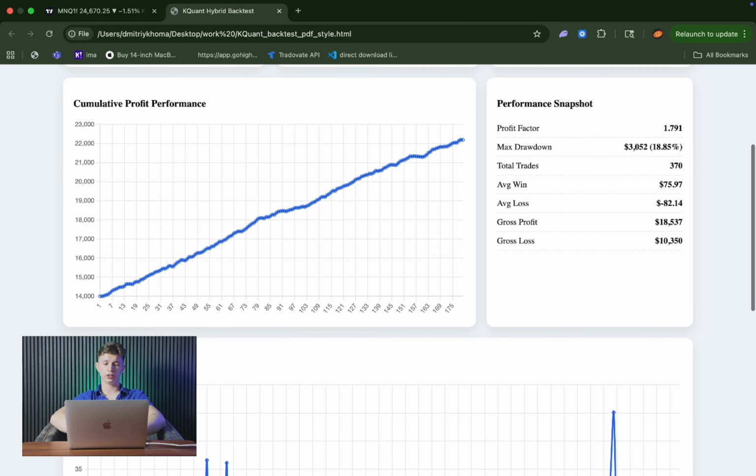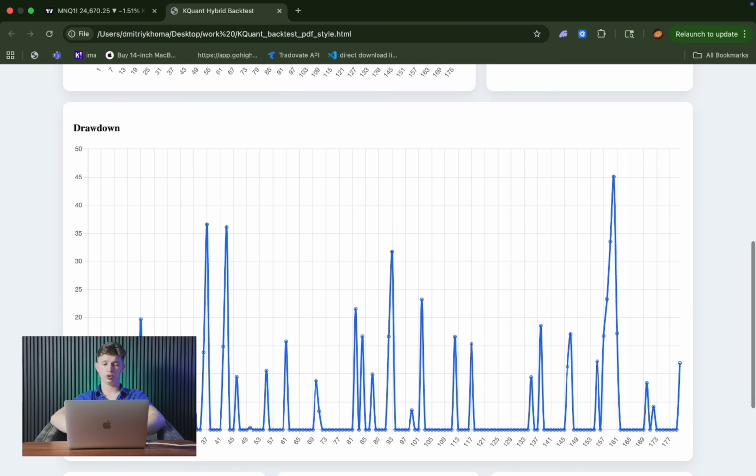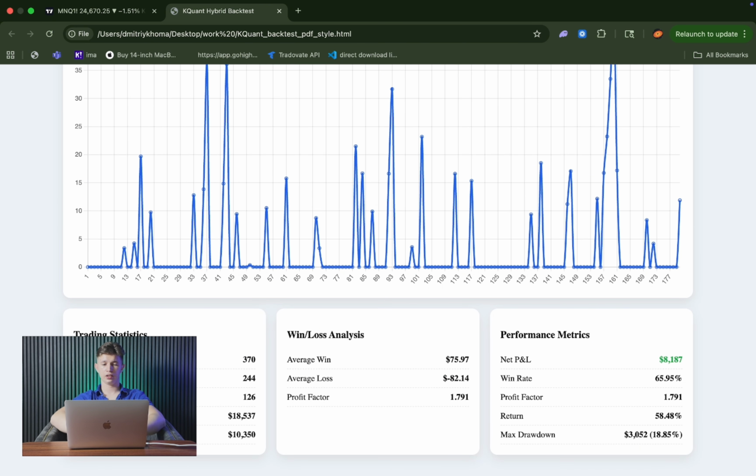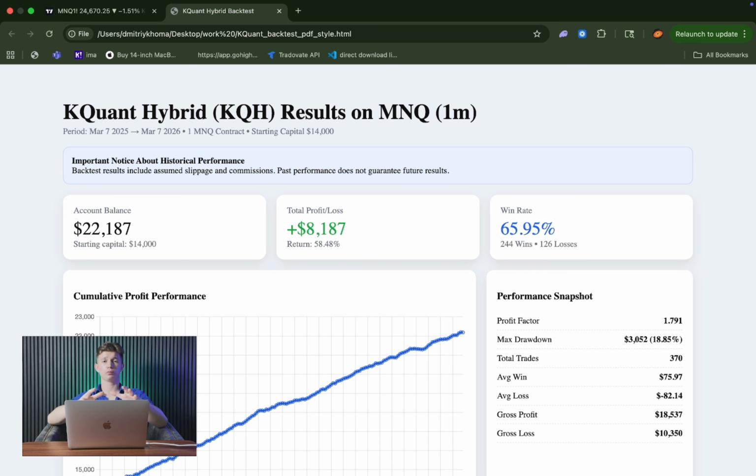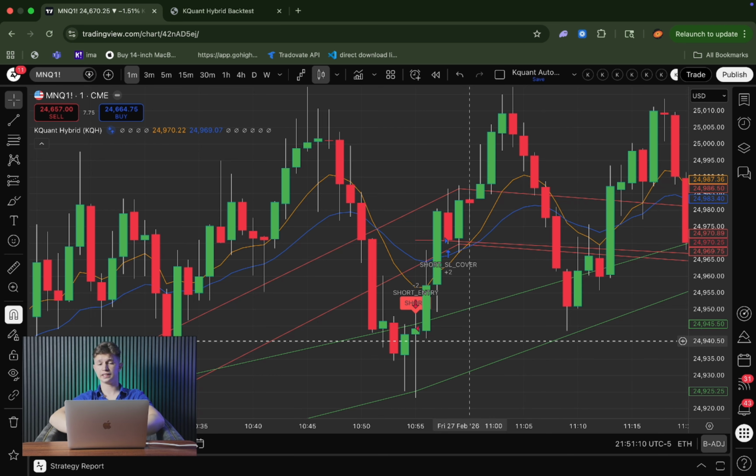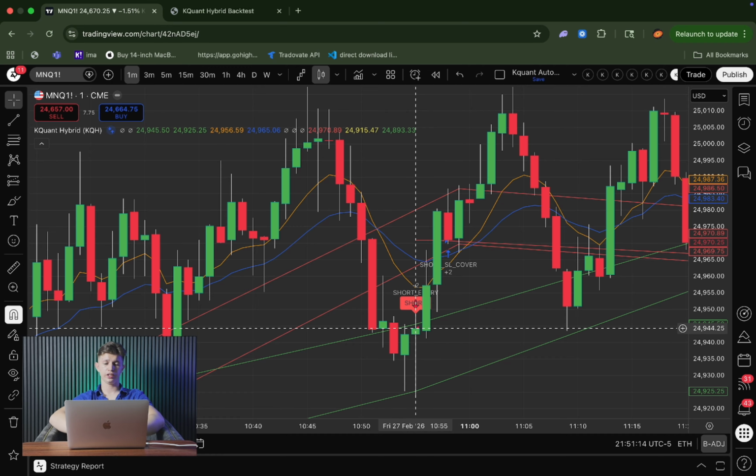By scrolling farther into the backtest, you can actually see the drawdown chart right here, trading statistics, win and loss analysis and performance metrics, which I'm not gonna go deeply into in this video. But again, the most precise backtest report is provided not just for KQUANT but for all of our automations from KhomaAlgorithms. So here's one of the losing trade examples that KQUANT took on February 27th.